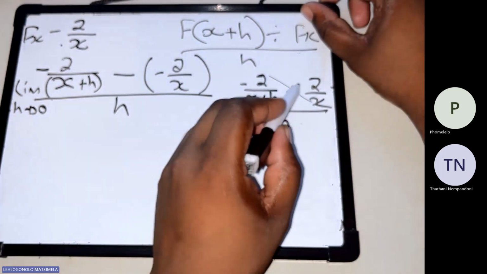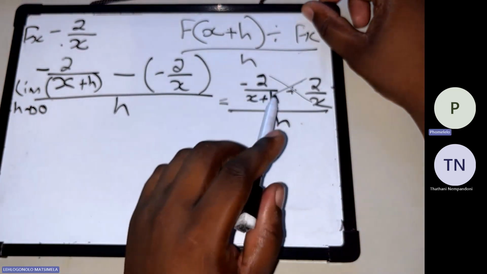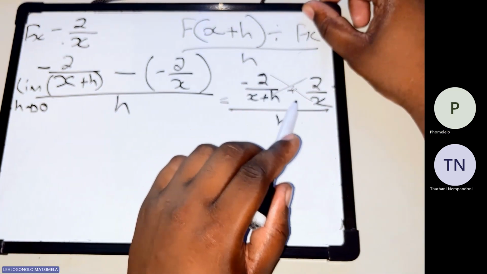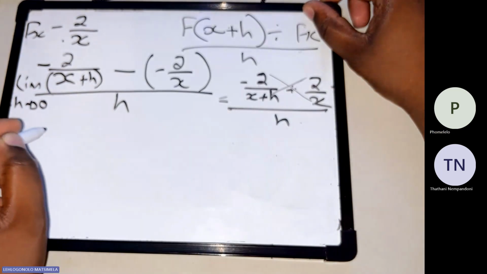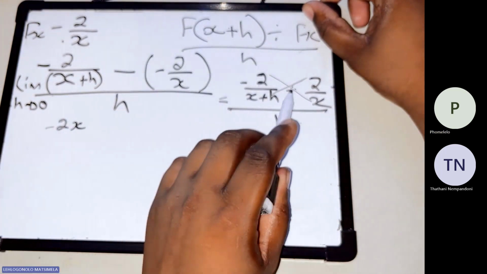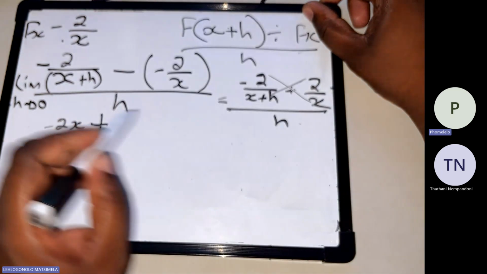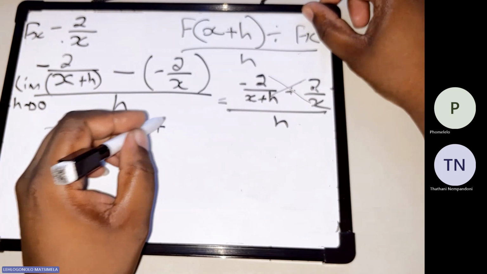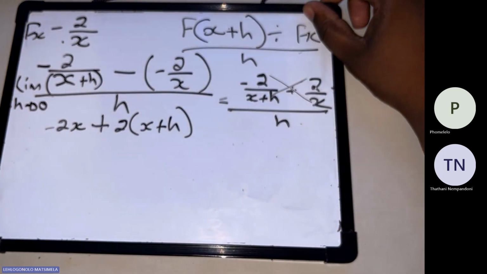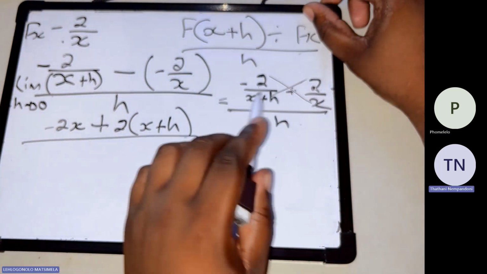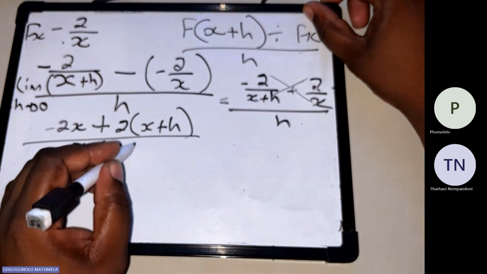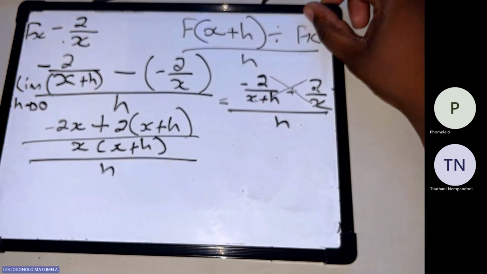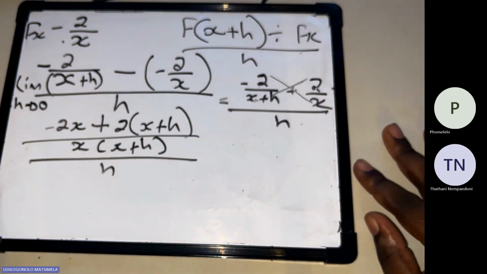Then we can cross multiply. When we cross multiply, we will have negative 2 multiplied by x, which will give us negative 2x. Then the sign in between, it's plus. We put plus. Then 2 multiplied by x plus h. I put x plus h in the bracket. And then divided by the denominator multiplying themselves, which is x multiplied by x plus h. These are the denominator. And then all in all divide by h, not forgetting the h.